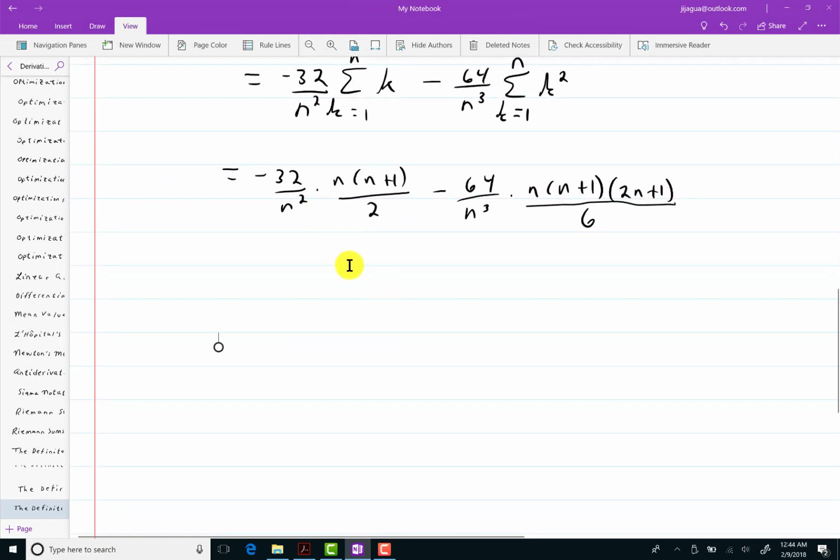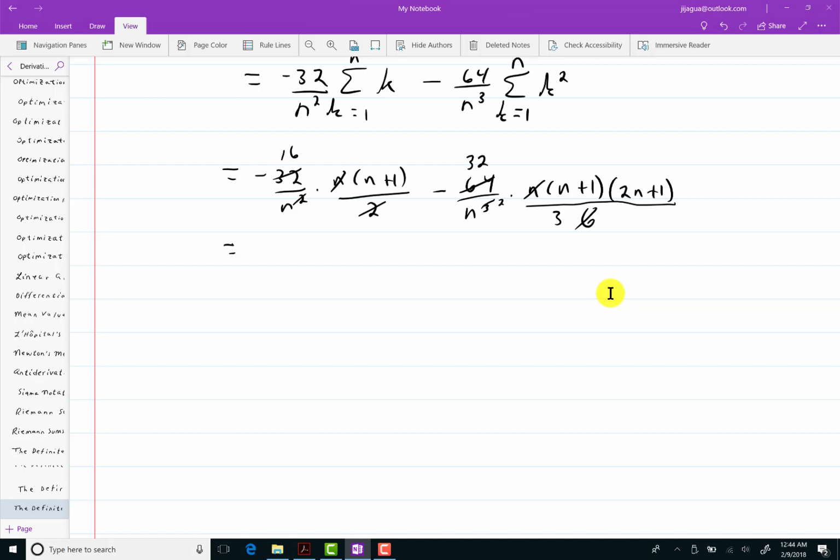Now I'll do some simplifying. For instance, I can take the 2 into the 32 to make a 16. I can take an n out. I can take a 6 into 64 to get a 32 and a 3. And then I can take an n out to leave an n squared.